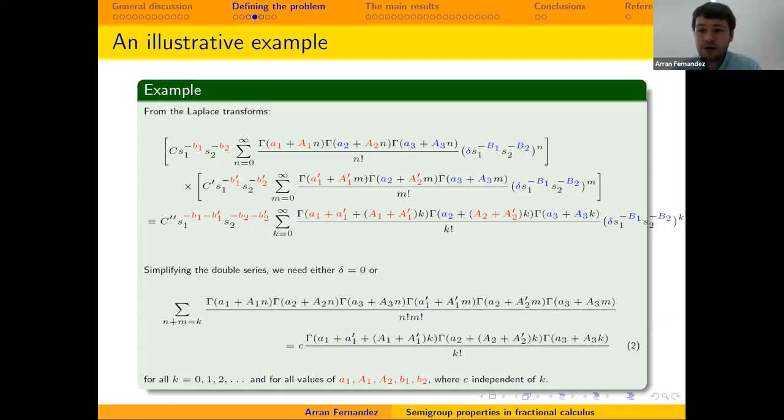So that's the kind of thing we're going to be doing throughout this talk, basically looking at equations like this in gamma functions and seeing whether we can get a contradiction or not. Sometimes we get a contradiction, we say this can't be true, so you can't have a semigroup property like this. Sometimes we get some condition to say that it is true if the parameters are like this.